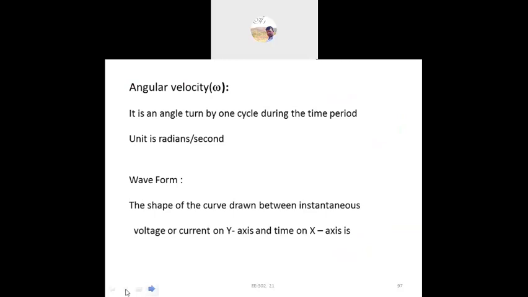So this is the x-axis and this is the y-axis. We take voltage and current on the y-axis, and on the x-axis we always take time. That's called a waveform. Angular velocity, the angle turned by one cycle during the time period, is called angular velocity, that's omega.